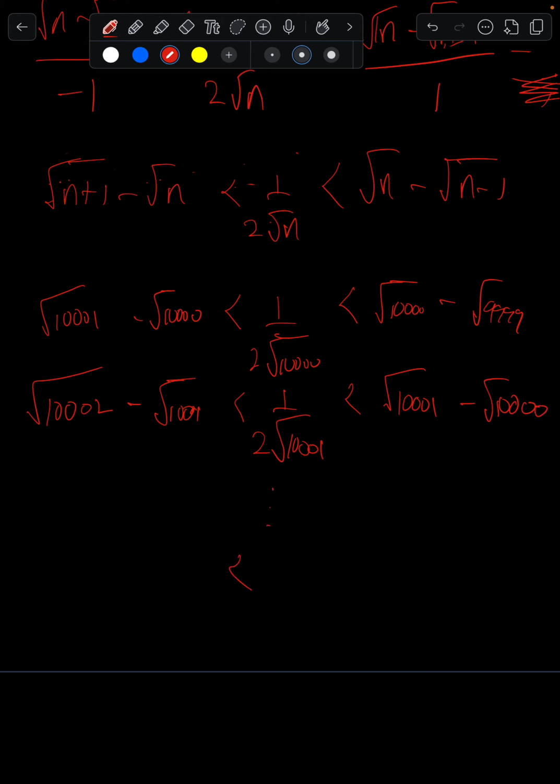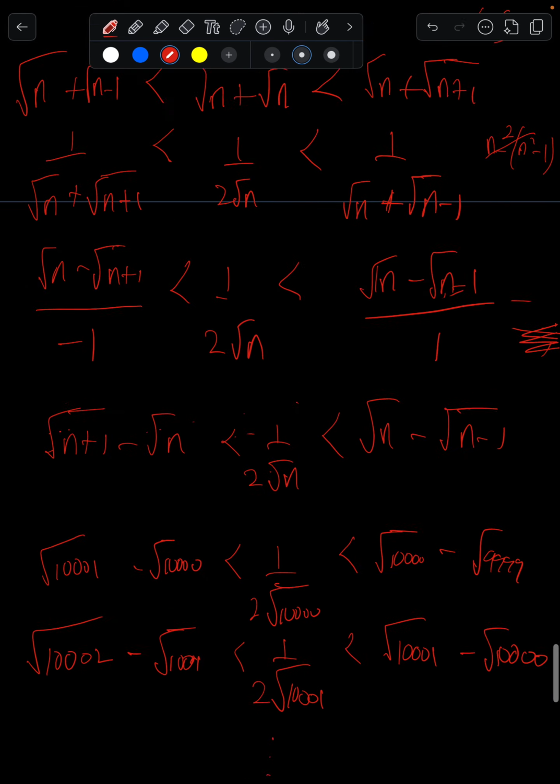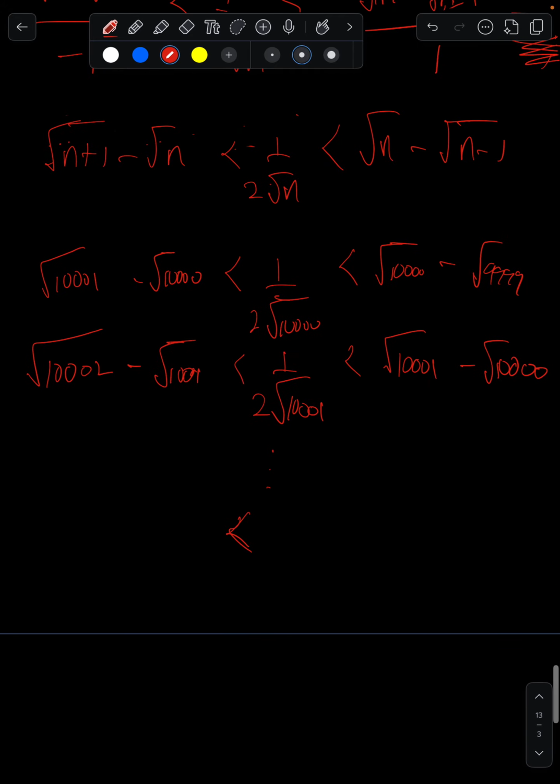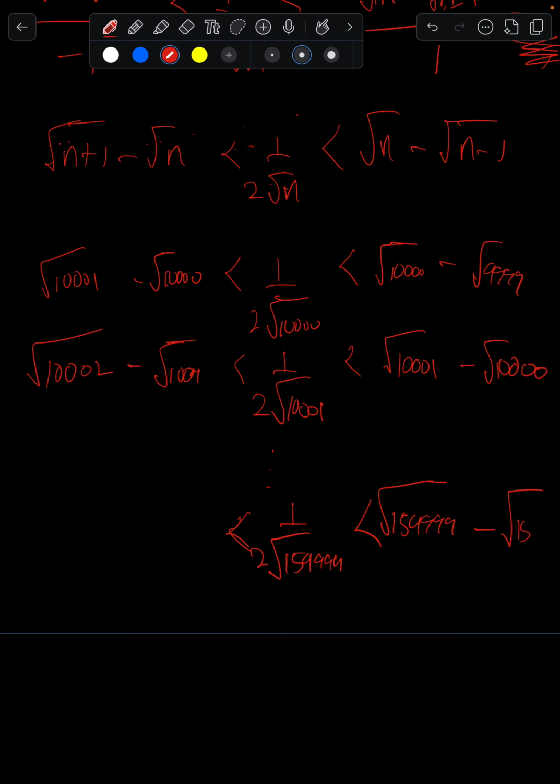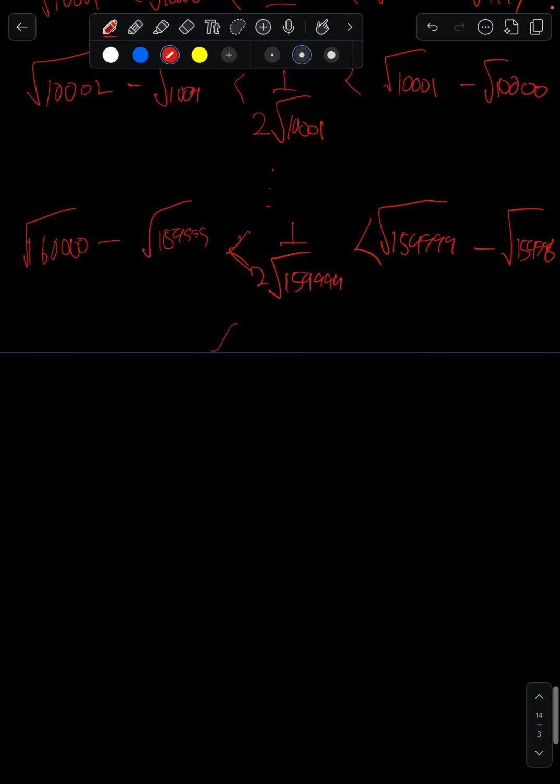And it's going to go till what? 1 by 2 square root of 159999, less than square root of 159999 minus square root of 159998. And square root of 160000 minus square root of 159999. I'm just doing this to make it easier to look for everyone.